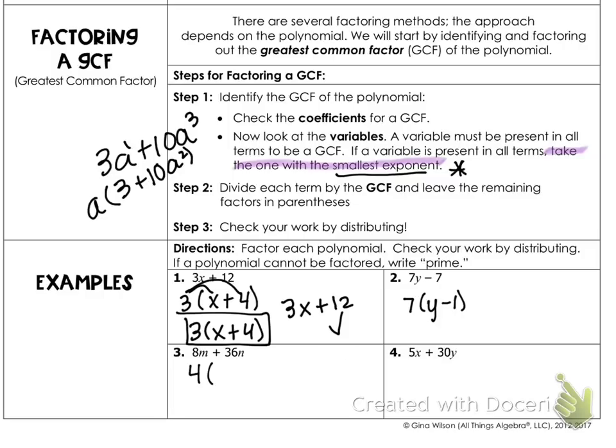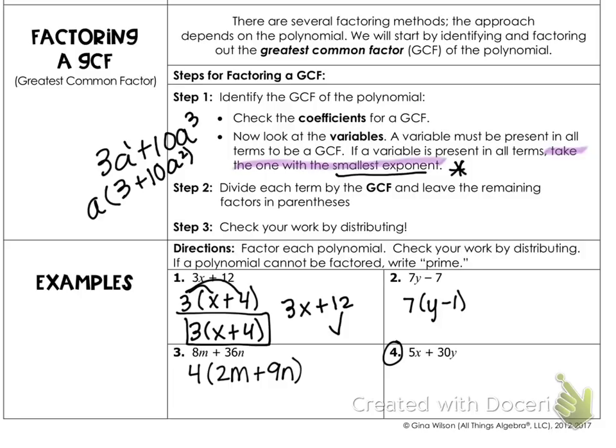So they have a 4 in common. Well, if we divide, 8 divided by 4 is 2, and we still have an m there. And then if we divide 36 by 4, we get 9, and we still have an n. 4 times 2 is 8m. 4 times 9n is 36n, so that's your answer. And also, 9 and 2 don't have anything in common, so we know we went as far as we could go. That's the GCF then, is 4.